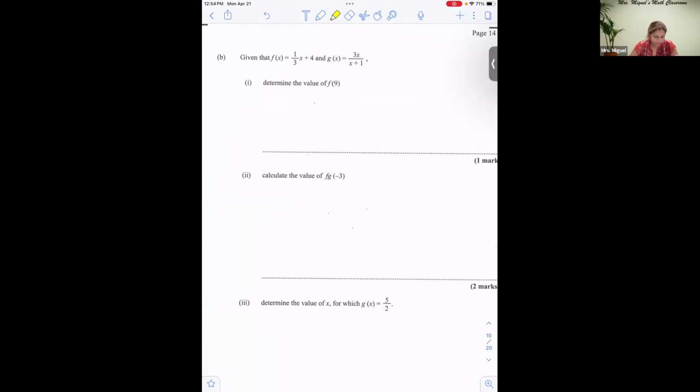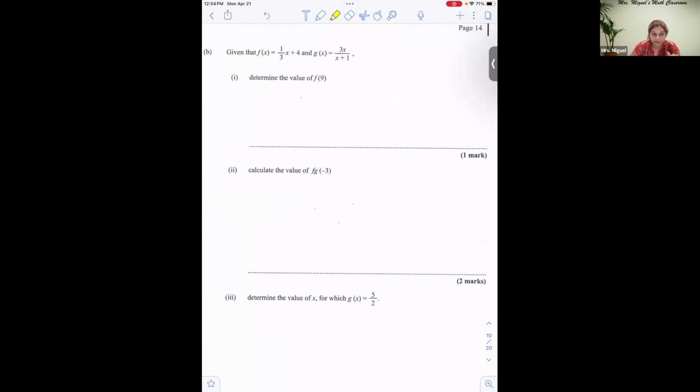So for part 2, you are not required to find the composite function fg of x. We could operate smart and we could find g of -3. When we find that answer, you find an f of that answer. The last part is you put in the g of x function equal to 5/2, and you're finding for x. So go ahead.